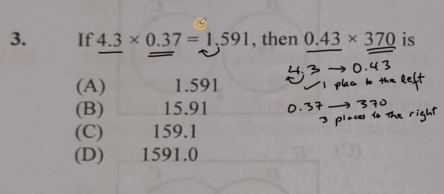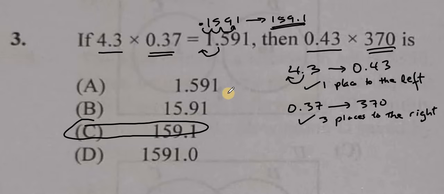So this number is now 0.1591. And then we move it 3 places to the right. So we're going to move it 1, 2, 3 places to the right. So it now becomes 159.1. That's our solution.